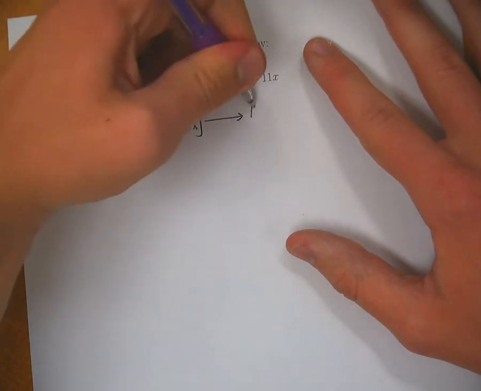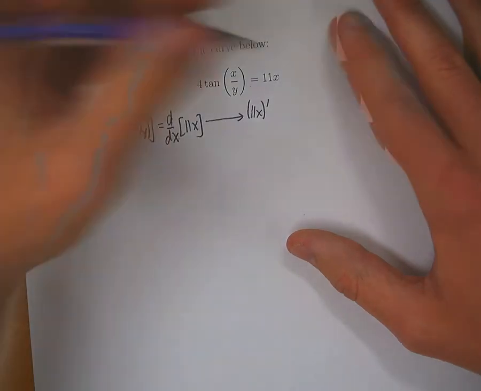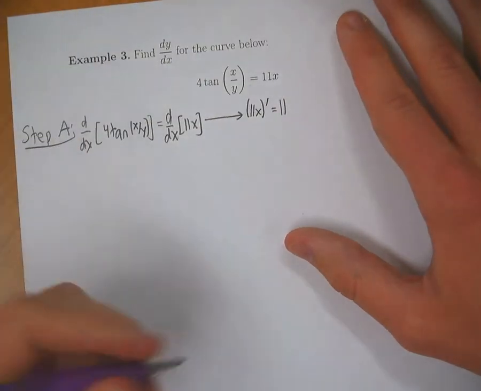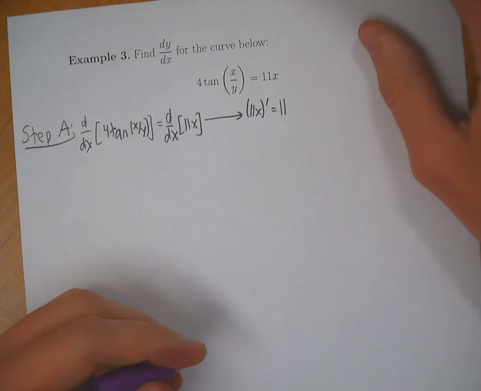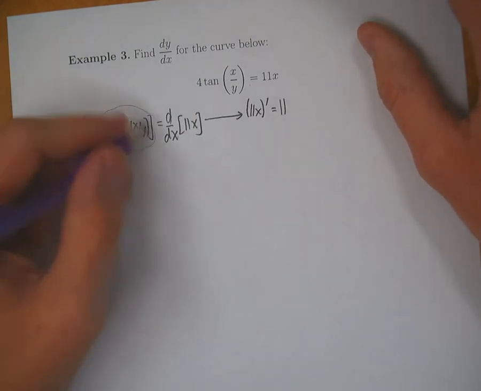I'm sure you can pretty quickly guess at this point that if we take the derivative of 11x with respect to x, well, that's just 11. I'll let you check the details of that on your own. But let's focus more on the left-hand side now.